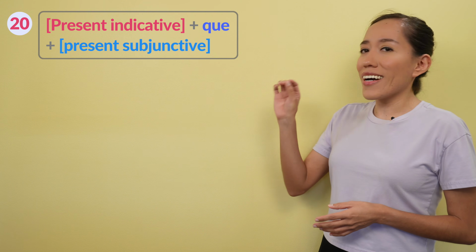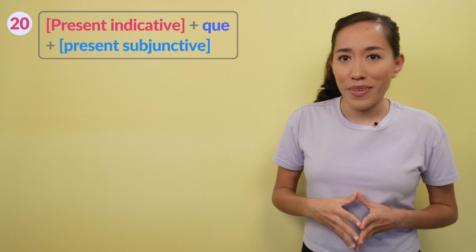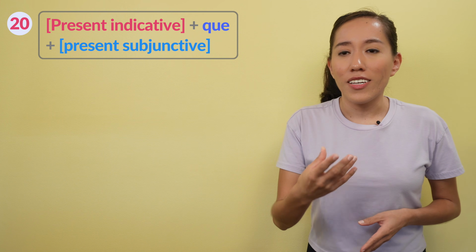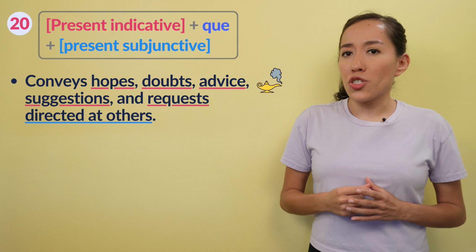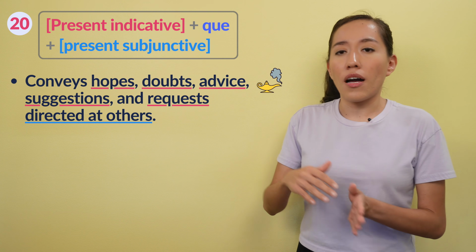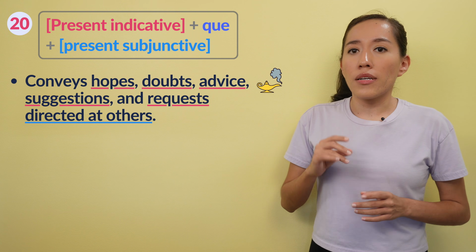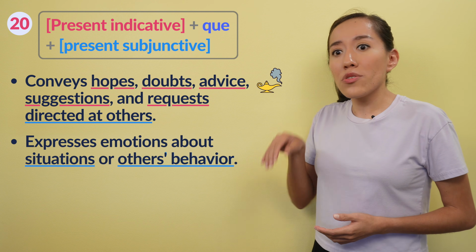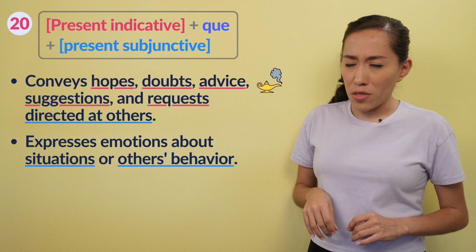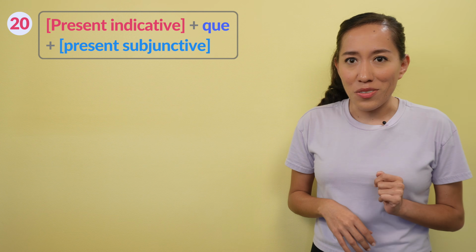La fórmula número 20 es considerada de nivel intermedio o avanzado, but in reality you need it in your conversations. Esta es la fórmula más básica del subjuntivo. And you are going to use it to convey hopes, doubts, advice, suggestions, and requests directed at others. Esta fórmula básica del subjuntivo also expresses emotions about situations or others' behaviors. Let me put this formula in context.